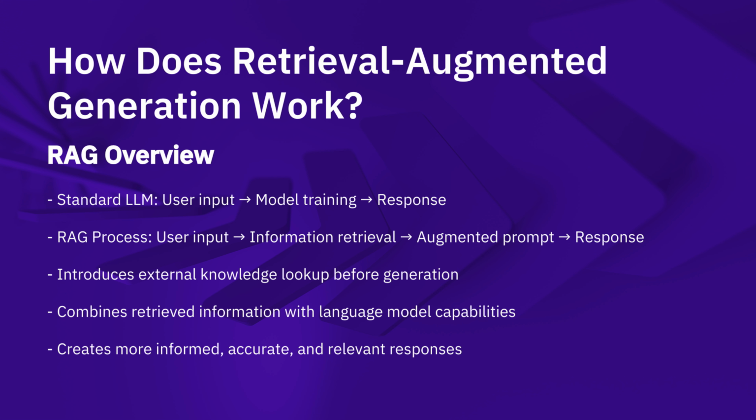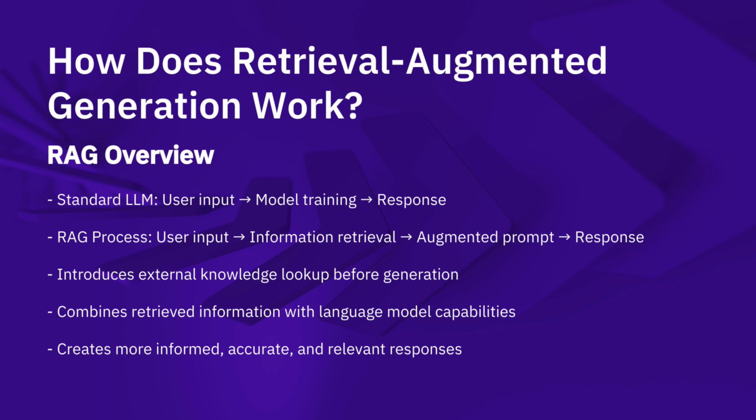Retrieval augmented generation transforms the way language models process requests by adding a critical information retrieval step before generation. This seemingly simple change creates a powerful enhancement to standard language model capabilities. Let's start by comparing the standard LLM process with the RAG approach. In a traditional LLM setup, the system takes a user input, processes it through what it learned during training, and generates a response. It's entirely dependent on information it encountered during its training phase.